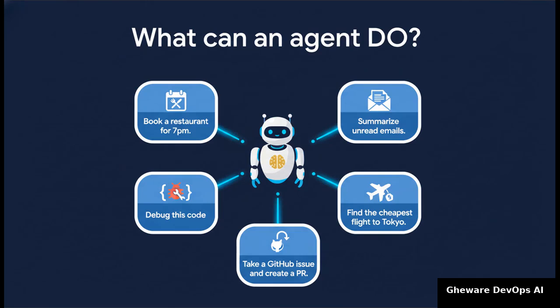So the bottom line is this. Agents take a high-level goal and break it down into actual, real-world actions. Remember when Siri first came out and we were all a little underwhelmed? AI agents are what we thought Siri was going to be. You can just say, book me a restaurant for 7 p.m., and it'll actually search for options, check who has a table, and make the reservation. It doesn't just tell you how to do it, it just does it for you.